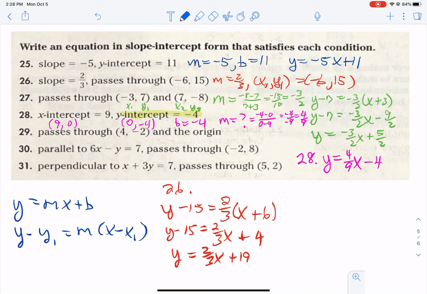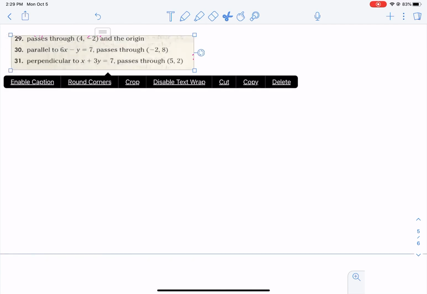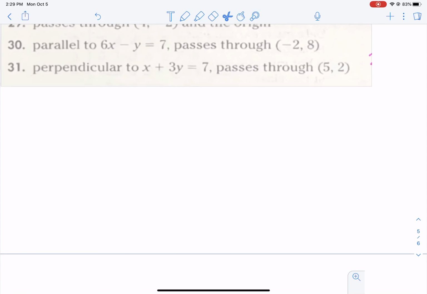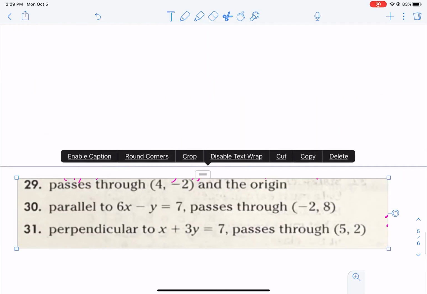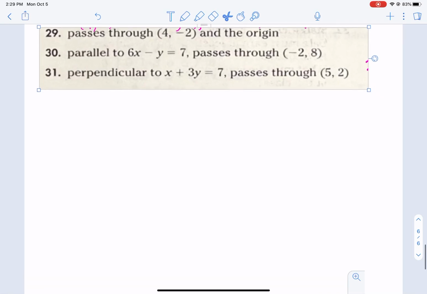29. 29 is pretty similar to 27 and 28. So for time purposes here, let me just give you the answer to 29: y equals negative 1/2 x. But I do want to do 30 and 31. So I'm going to cut and paste these down here so we have a little more room. Let's put it on a new page. So let's look at 30 and 31.